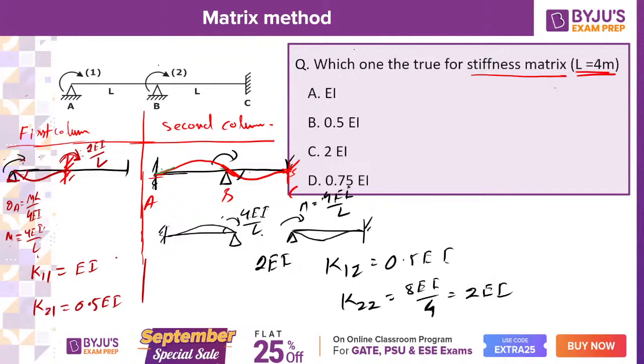Hence he was asking which one is true for the stiffness matrix. I just forgot to ask which element I was asking about. Actually I was asking about K22. So K22 you will get as 2EI. Do you get that?